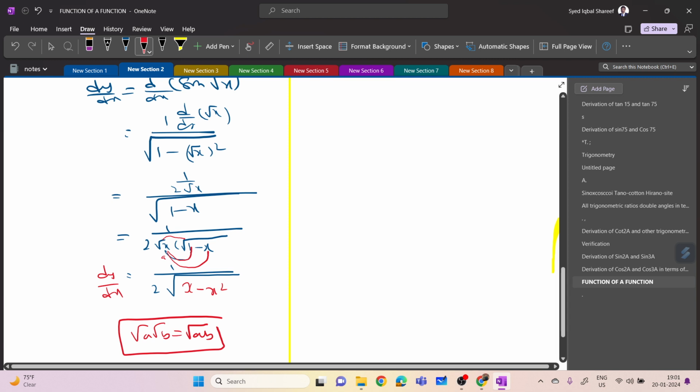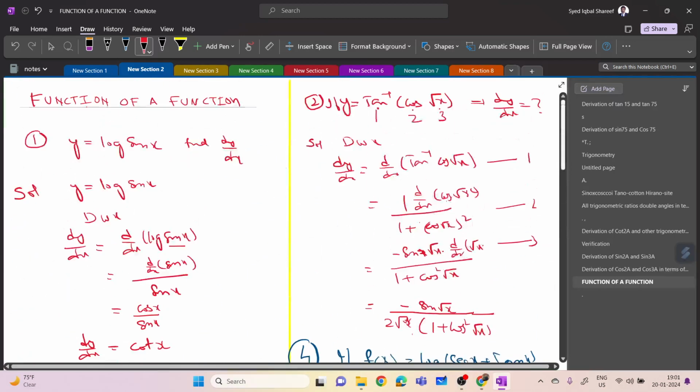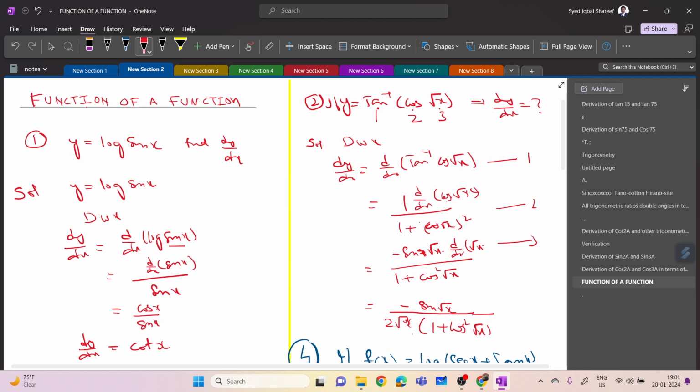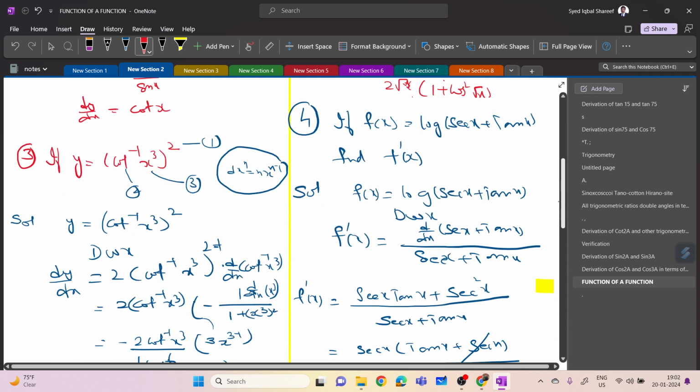We have done 4 problems. The first one, what I have done, y equal to log of sin x: derivative of log, then derivative of sin, then simplify. Second, y equal to tan inverse cos of root x. First derivative of tan inverse x is 1 by 1 plus x square. Then in the place of x, you have cos root x, dy by dx of cos x. Derivative of cos x is minus sin x, but again root x you have to differentiate. Then simplify. Next, problem number 3 we have done, y equal to cot inverse of x cube whole square.